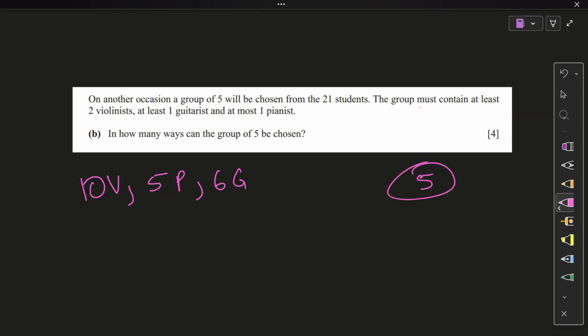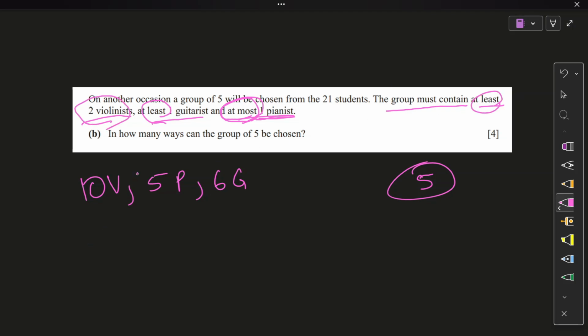Okay, what are my conditions? The group must contain at least 2 violinists, at least 1 guitarist, and at most 1 pianist. So at most would translate to less than or equal to, as in no more than 1 pianist. That would mean having 0 pianists or one pianist in our team of 5. Now at least 1 translates to greater than or equal to 1, and at least 2 translates to greater than or equal to 2.